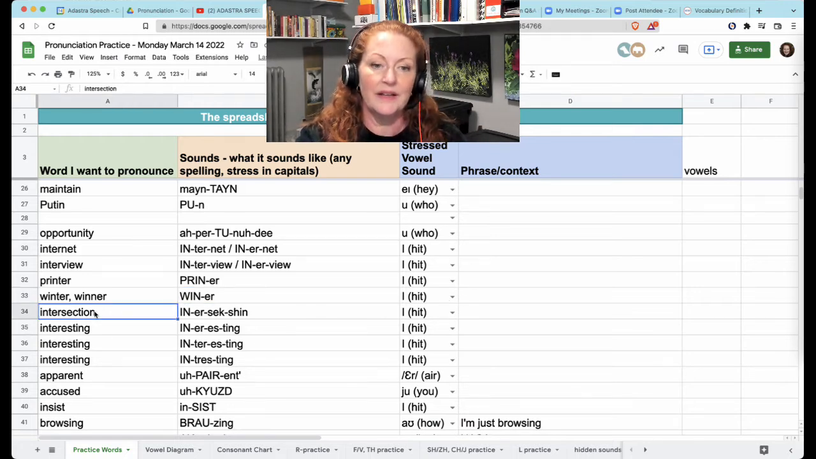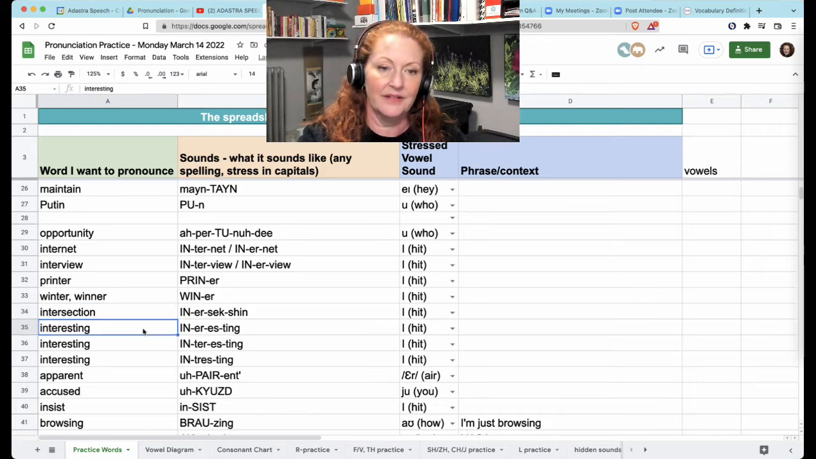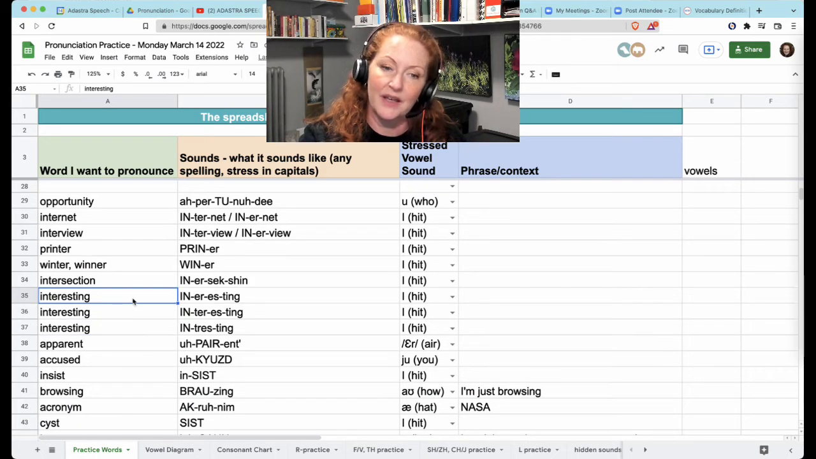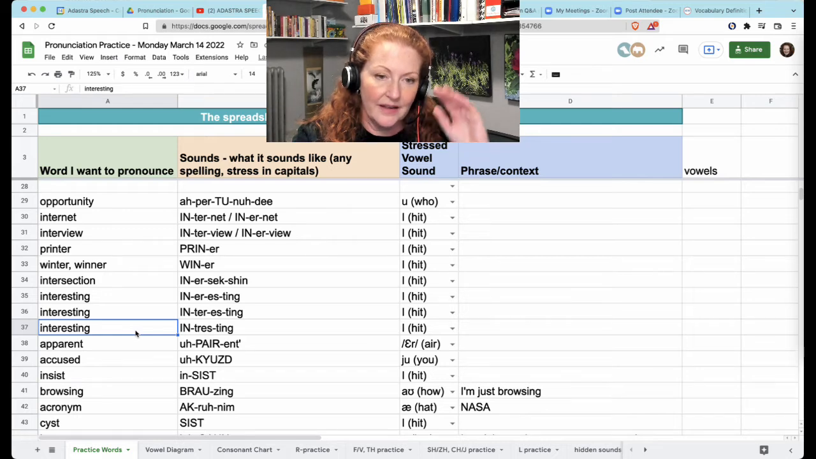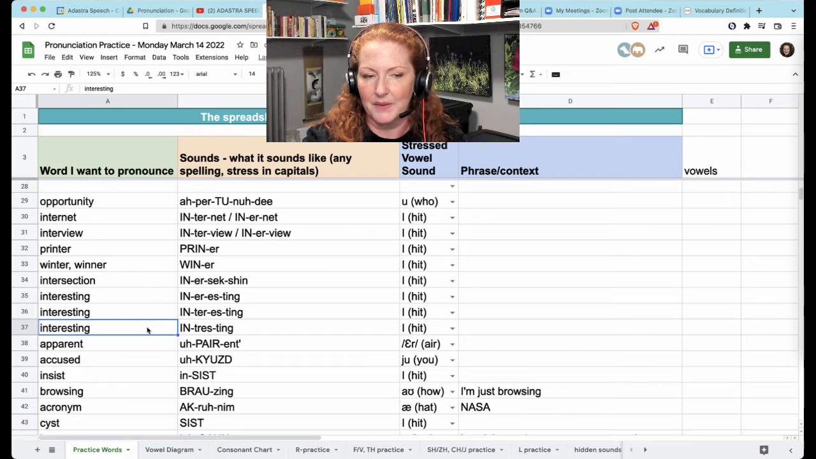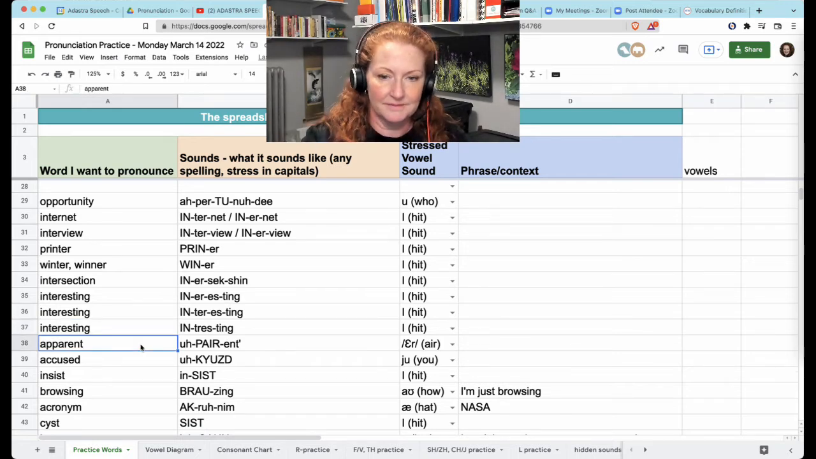Intersection or intersection. Now, this word you have three options: interesting, or with the T, interesting, or switch the R and the E, interesting. Interesting. I think this one is most common. Apparent. Apparent.